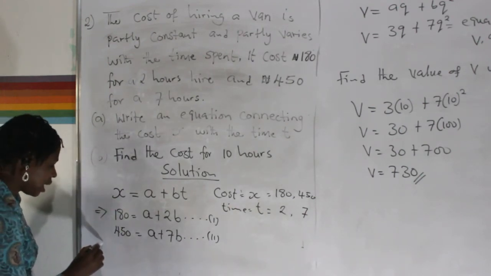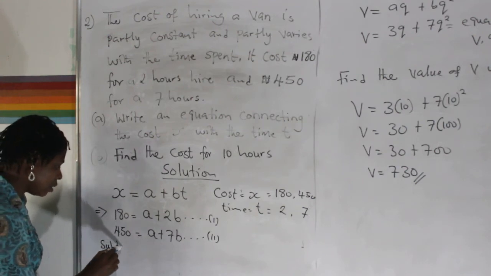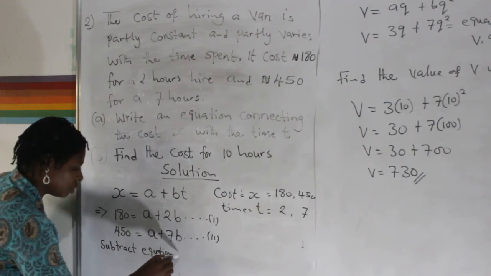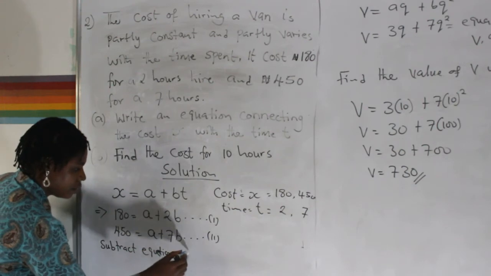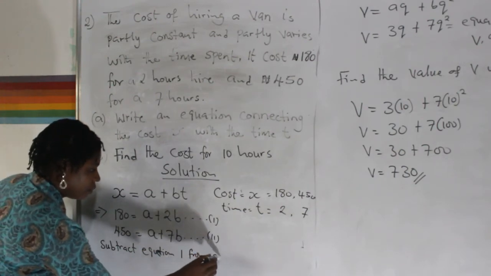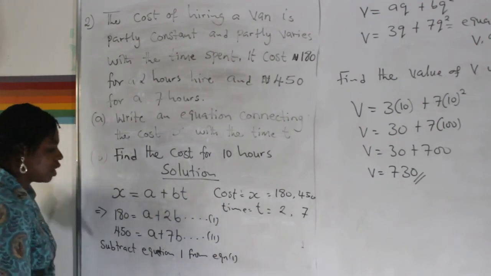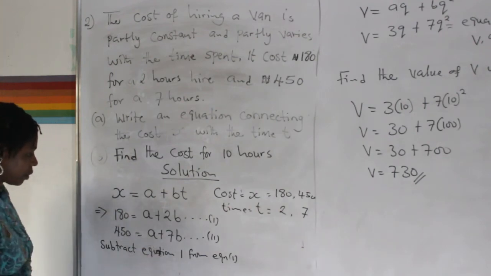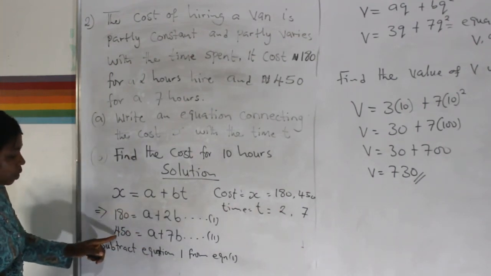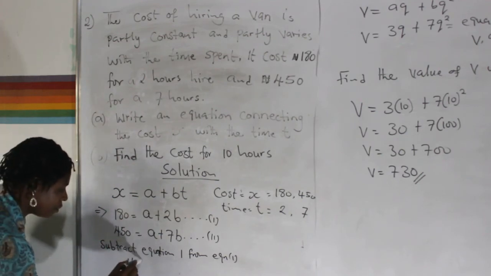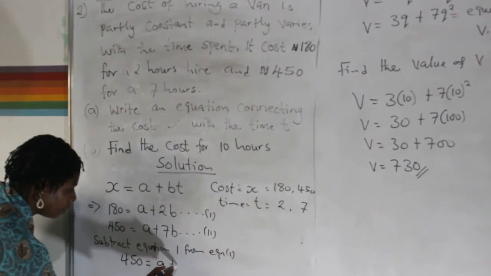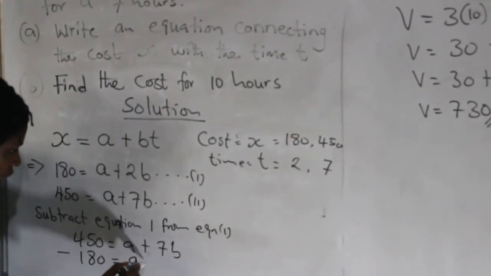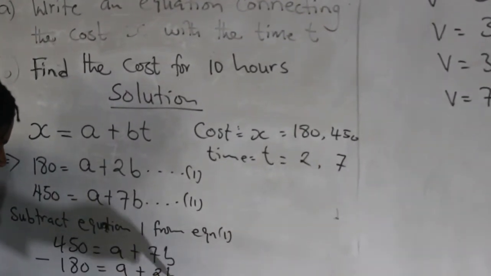Here now, I will say subtract equation 1 from equation 2. Subtract equation 1 from equation 2. So in subtracting, let me put it: 450 equals A plus 7B, minus 180 equals A plus 2B. Let's subtract.